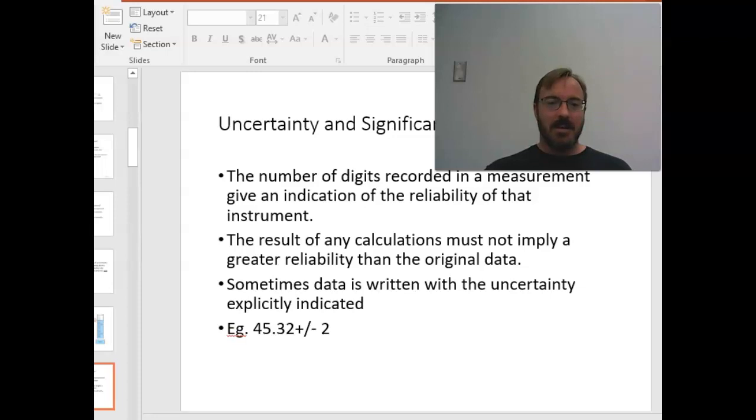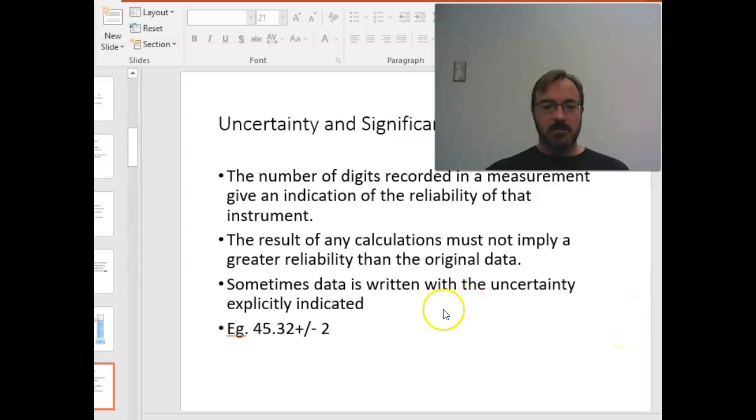All right. So the number of digits recorded in a measurement gives an indication of the reliability of that instrument. And again, if you way over-record digits, then you're sort of lying. And we don't want to do that. The result of any calculations must not imply a greater reliability in the data.